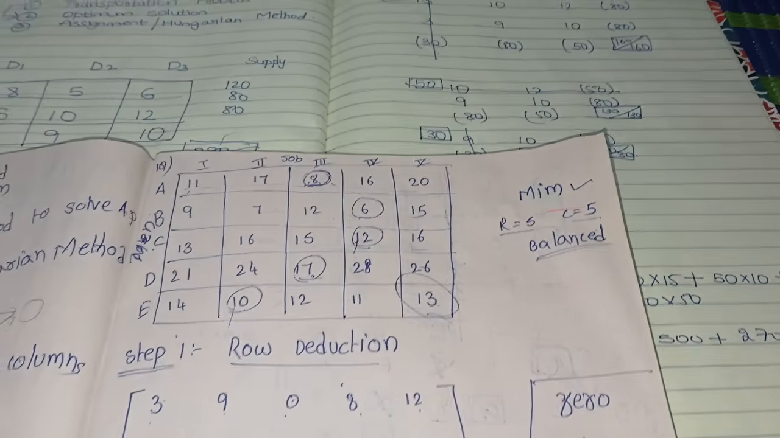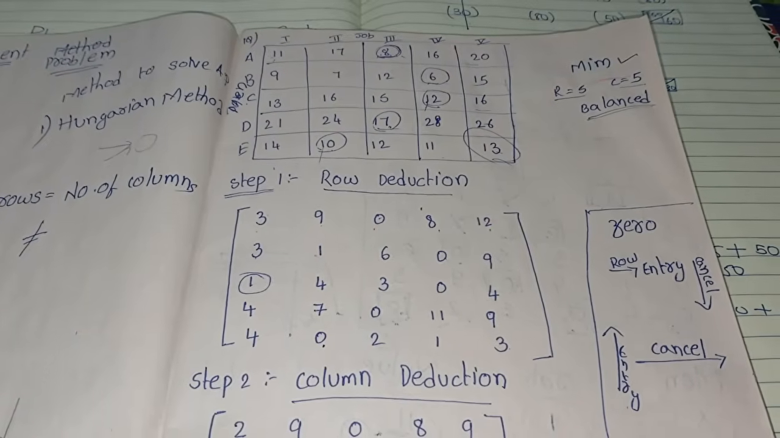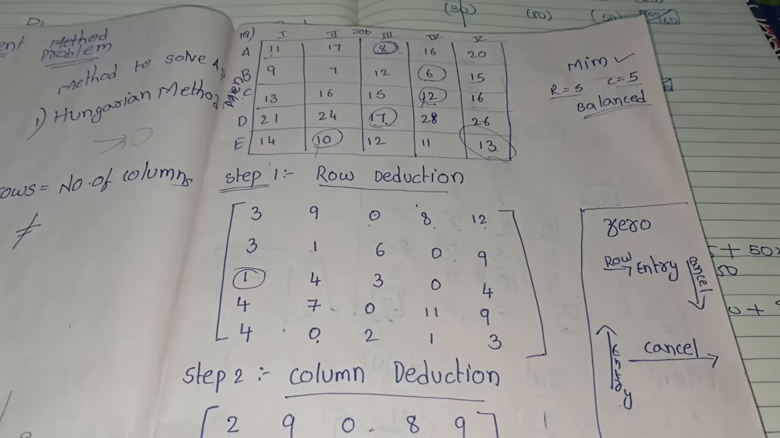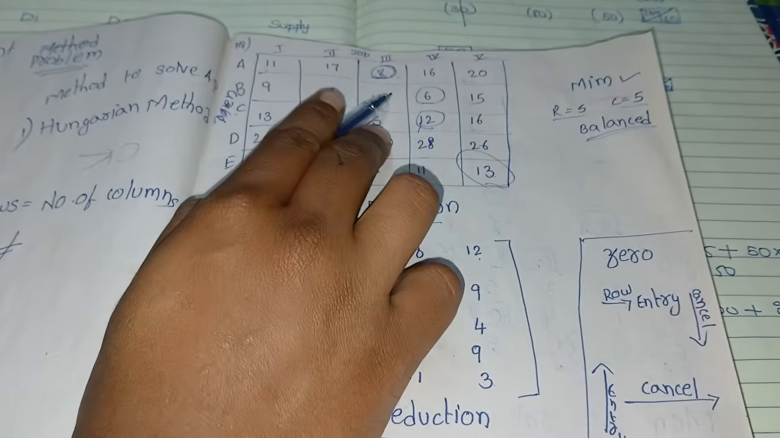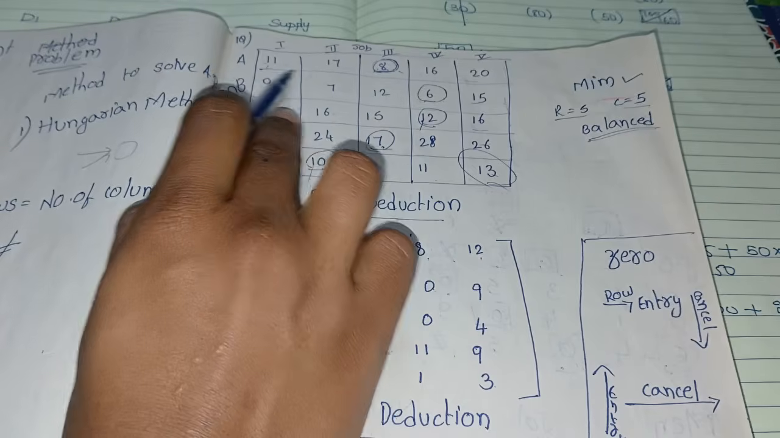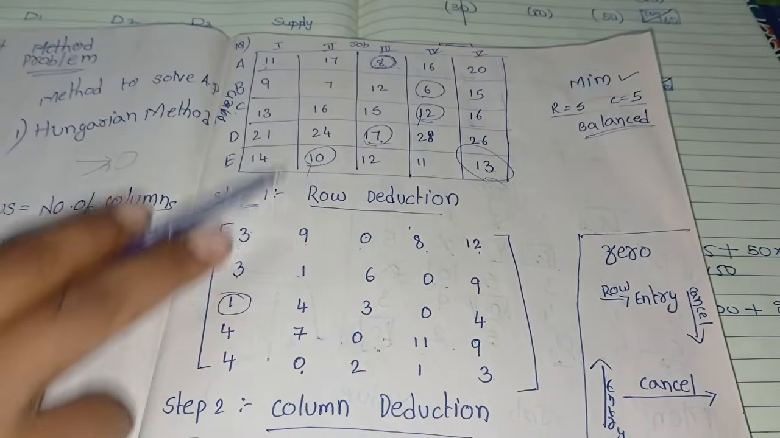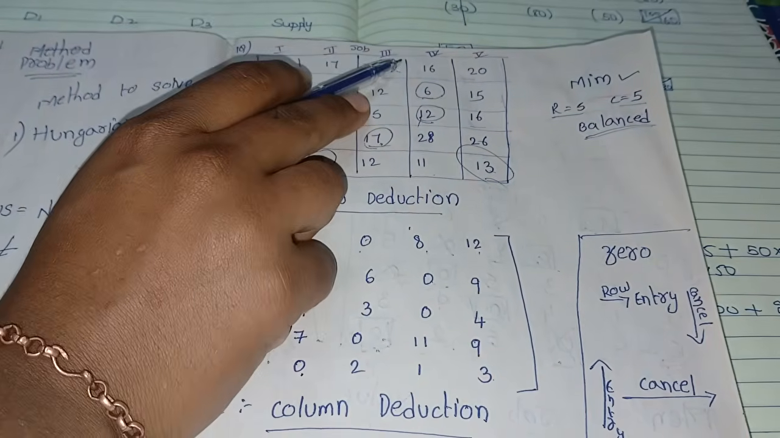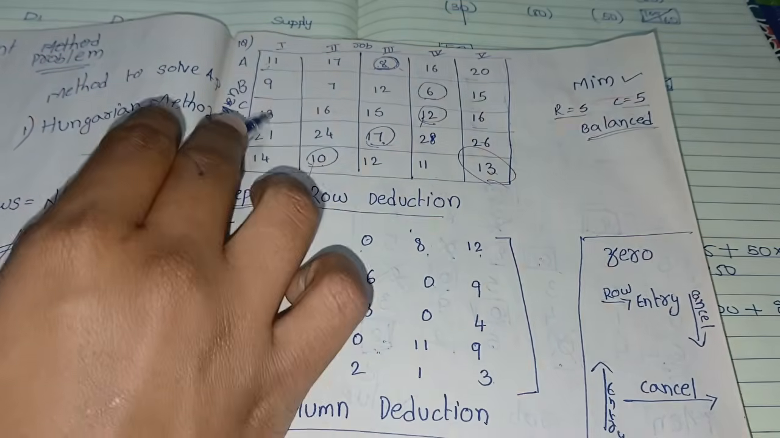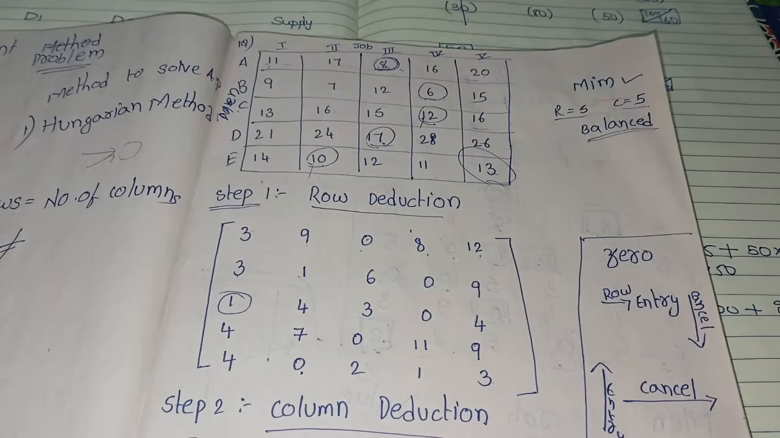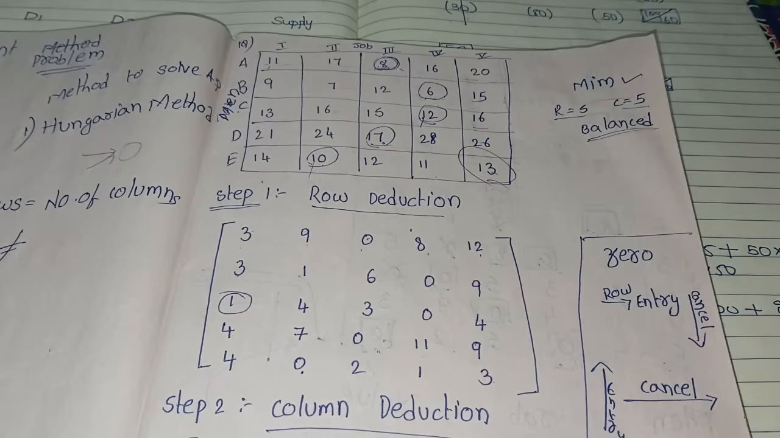Now, in step number 1, you need to do the row reduction in assignment. In a row, check what is the least number. 8 is the least number, so this 8 should be subtracted from everyone. 11 minus 8 is 3. 17 minus 8 is 9. 8 minus 8 is 0. 16 minus 8 is 8. 20 minus 8 is 12. Like that, in each row, take the least value and write down the new values here. This is step number 1.